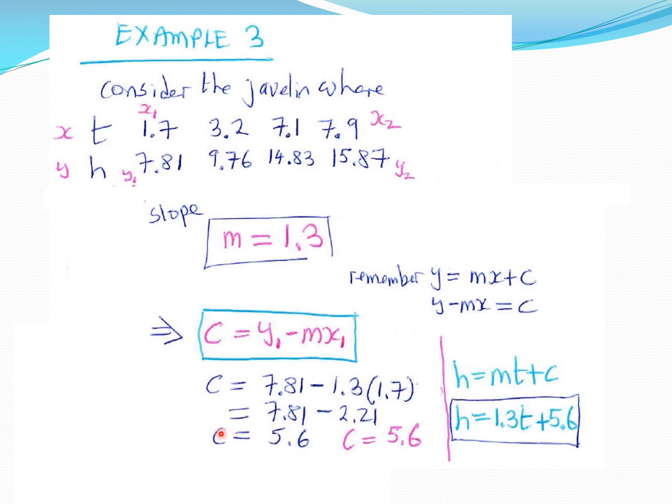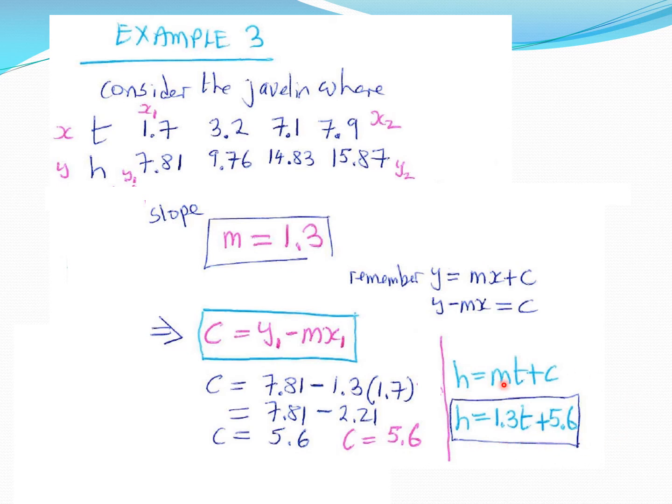So using that little formula then, what's the initial height? What's the c value? So c is equal to y1, 7.81, minus 1.3, which is the slope, times the x1, 1.7, and that gives us 7.81 minus 2.21. So c is equal to 5.6. So again, we had y equals mx plus c, or h equals mt plus c. So h equals 1.3, which is the slope, the m value, 1.3t plus c, 5.6. So h equals 1.3t plus 5.6.